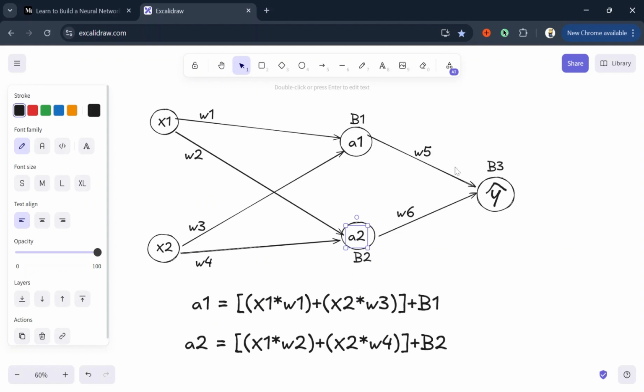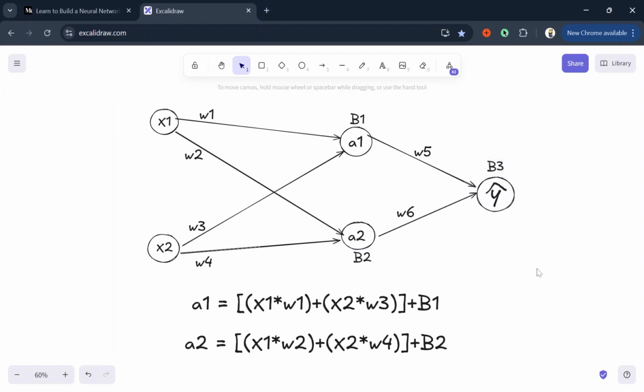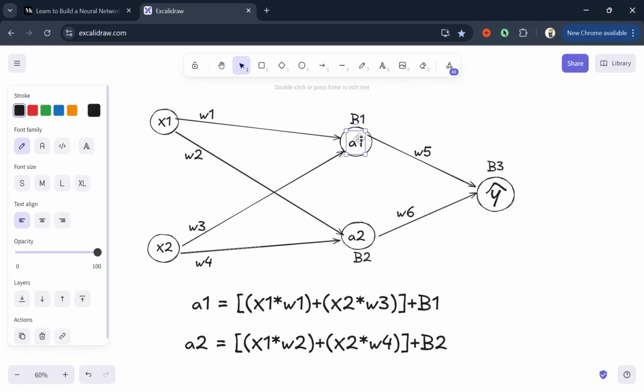Once we have those, we have to calculate the activations or values for the next layer. We take A1 multiplied by weight 5, we add that to A2 multiplied by weight 6. Now to that whole addition, we add the bias. This will give us the final prediction, the model's prediction.